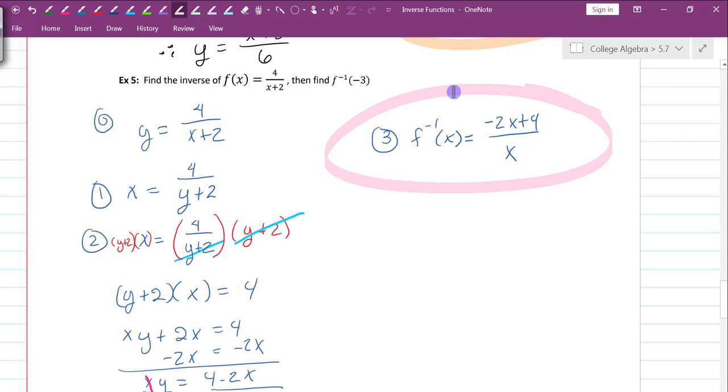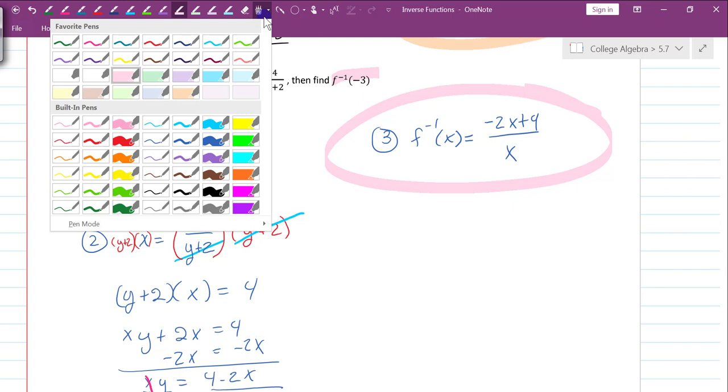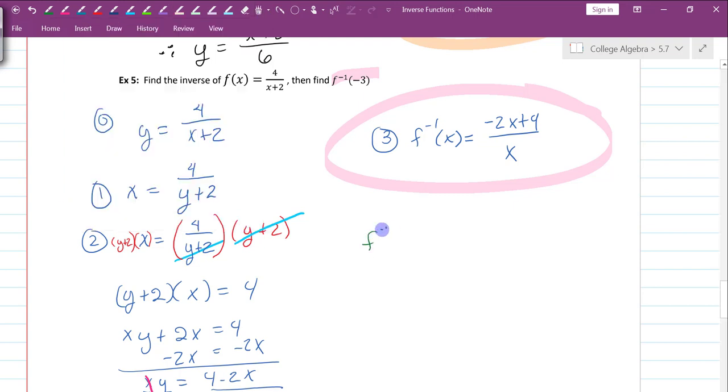Okay, so right here is the inverse. Now I have one more thing I have to do. I need to evaluate the inverse at negative 3. So literally what we're going to do is we're just going to plug in negative 3. So we're going to say the inverse at negative 3 is going to be equal to negative 2, substitute in negative 3, plus 4 divided by negative 3. So that's going to be our substitution. So negative times a negative is going to give me a positive. It's going to be 2 times 3, so that's a positive 6. Positive 6 plus 4 is 10, divided by negative 3. And so that's going to be negative 10 thirds.